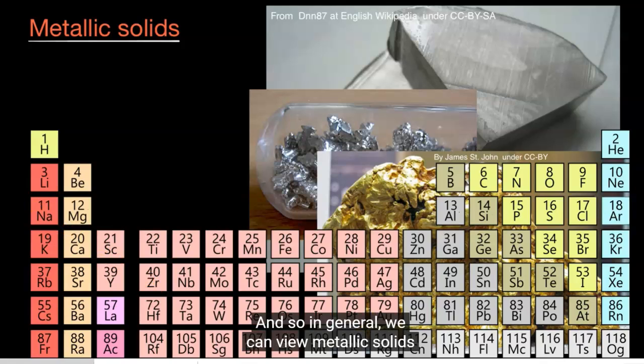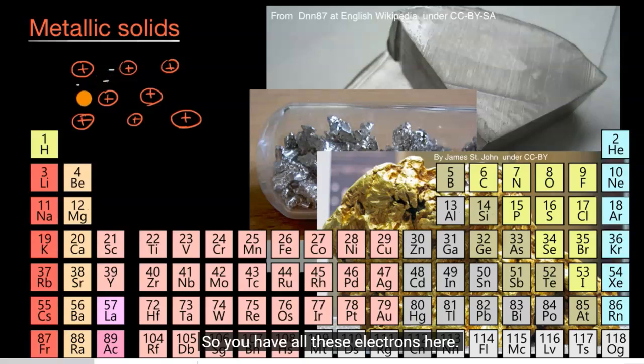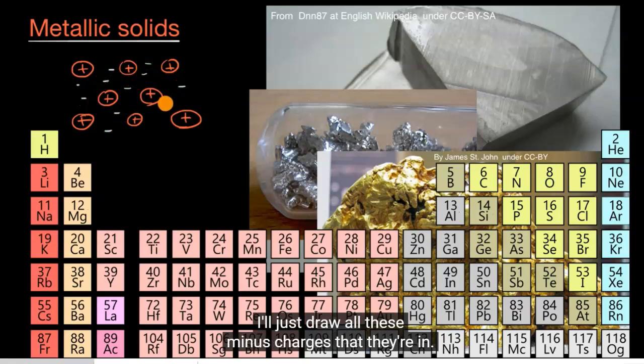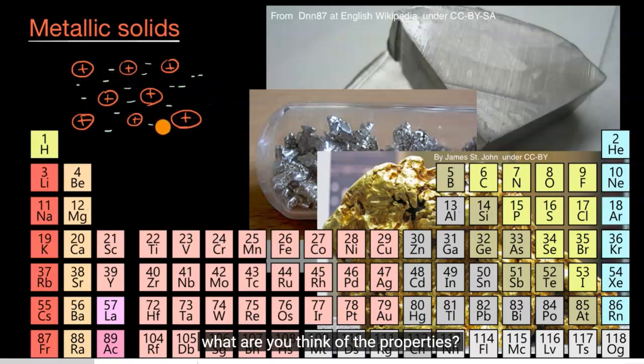And so in general, we can view metallic solids as having cations, these positively charged cations, in a sea of electrons. So you have all these electrons here. I'll just draw all these minus charges that they're in. Where do those electrons come from? Well, if you're looking at the alkali metals, each of those atoms could give 1 electron to that sea because it doesn't really want that valence electron. If you're talking about alkaline earth metals, they can each donate 2 electrons to that sea. Now, given that you have this positive charge in this sea of electrons, what do you think are the properties?